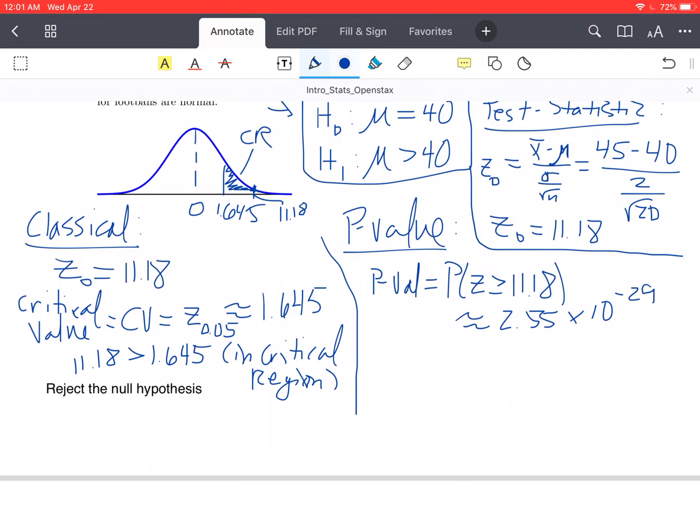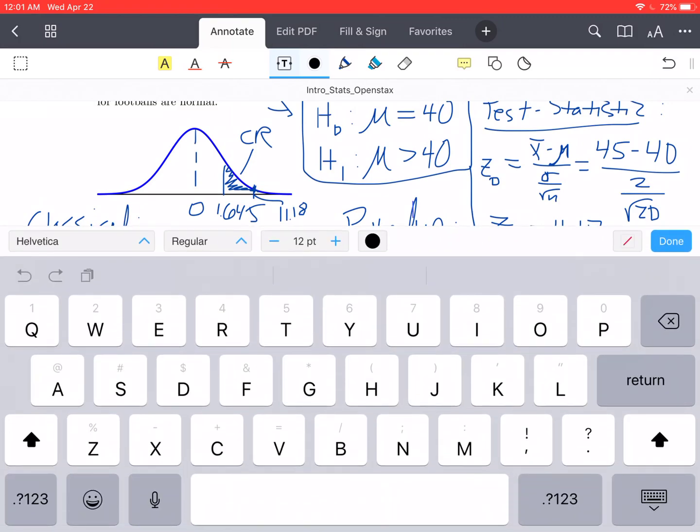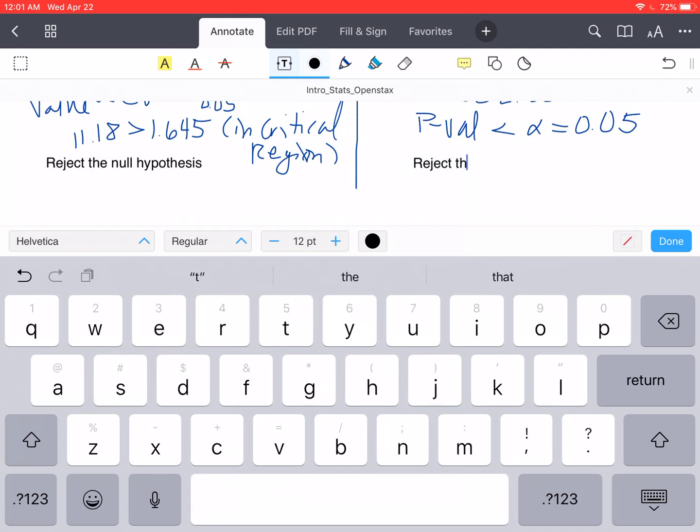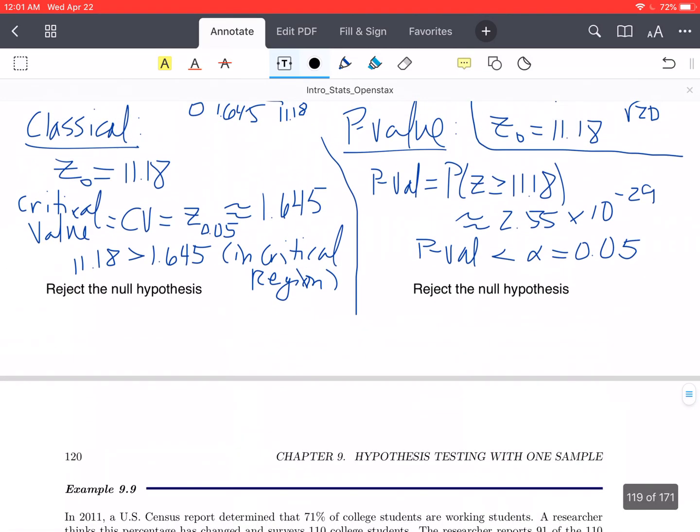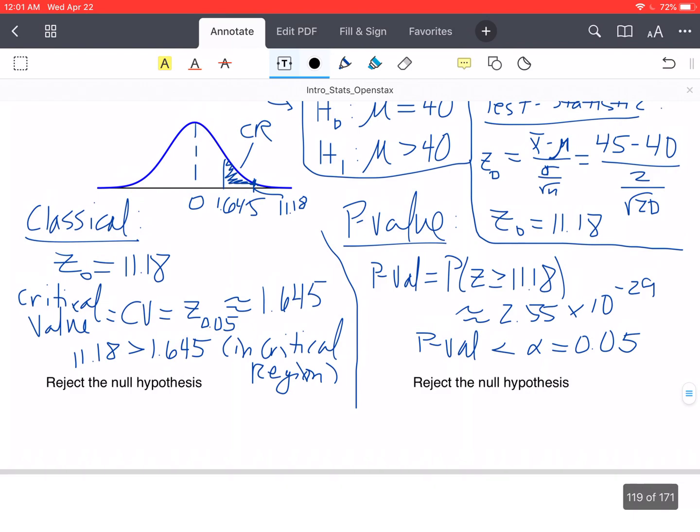We compare this to alpha. The p-value is certainly smaller than alpha, right? And alpha is 0.05, a 5% level of significance. Since our p-value is so much smaller than alpha, we reject the null hypothesis. And again, you don't have to do the test twice. Just pick one or the other. But we do get the same result.